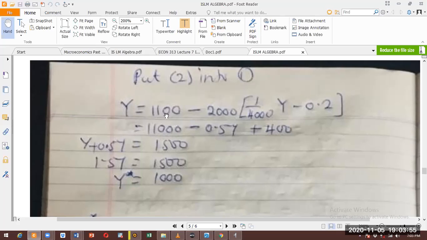So y is equal to 1,100 minus 2,000 r, and this is the value of r from the LM equation. Okay, from the LM equation. So we expand 2,000 times 1 over 4,000 is 0.5. So we have 1,100 minus 0.5y. Then minus 2,000 times minus 0.2 will give us positive 400.